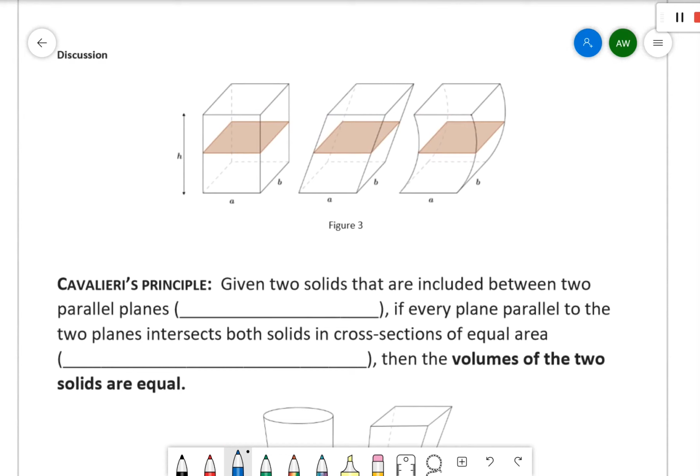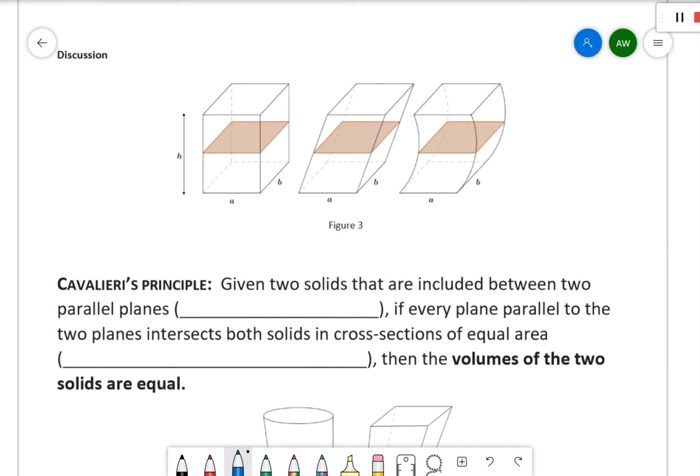Now, last week we talked quite a bit about the idea that area and volume are very similar ideas. Volume is really an expansion of area. So we can take what this principle of parallel slices was telling us about area, and we can shift that into what it might tell us about volume. And this is what we call Cavalieri's principle.